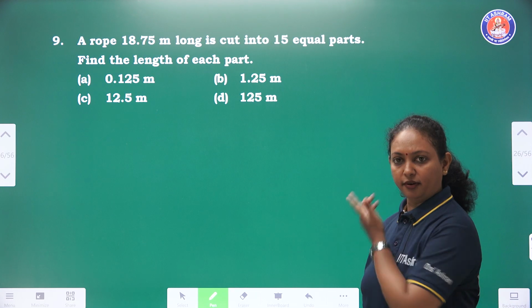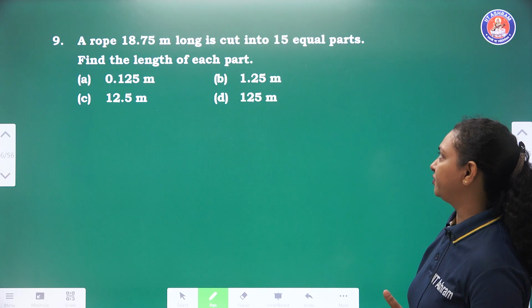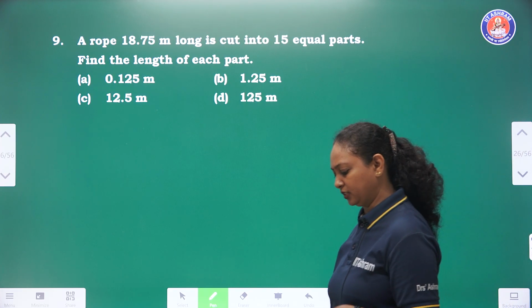A rope is 18.75 meters long and is cut into 15 equal parts. Find the length of each part. So as we know, what we have to do is divide.